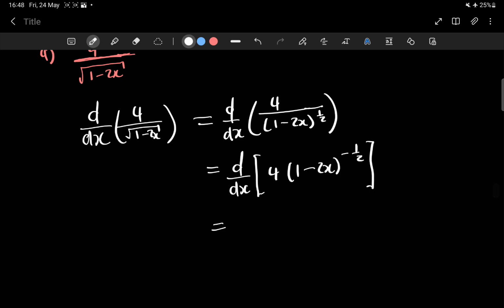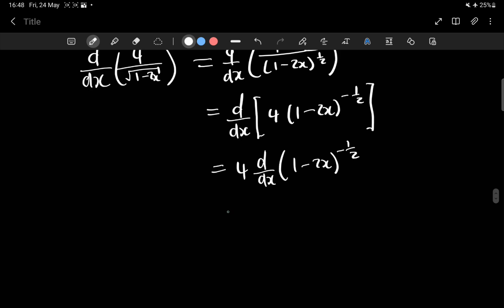Then now I can differentiate. Okay, if you are differentiating something with just a number in front, this is just a constant. You can bring the constant out. So it will be 4 comes out. I'm getting the derivative of 1 minus 2x to the power of negative half. Okay, 4 can come out. Now let's go ahead and let's do it. What am I going to have? I bring down the power. If you don't want to do this, we can still differentiate whilst 4 is there. Okay, what is this going to be equal to?